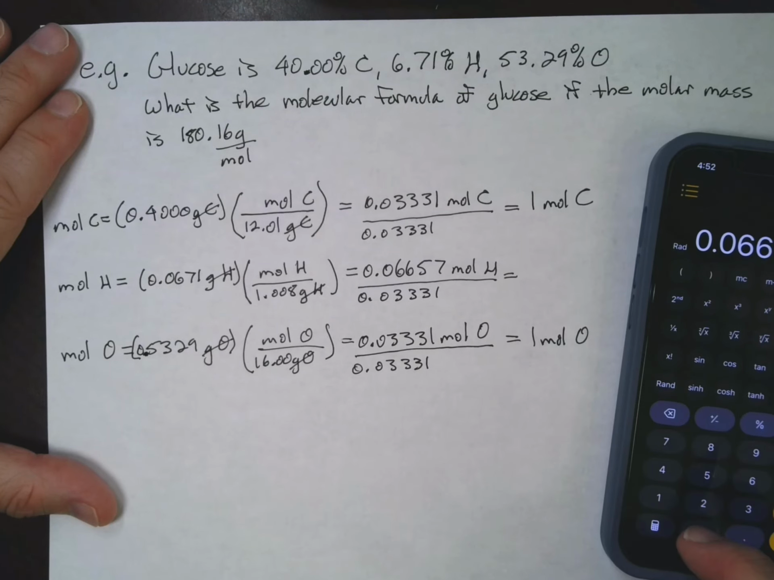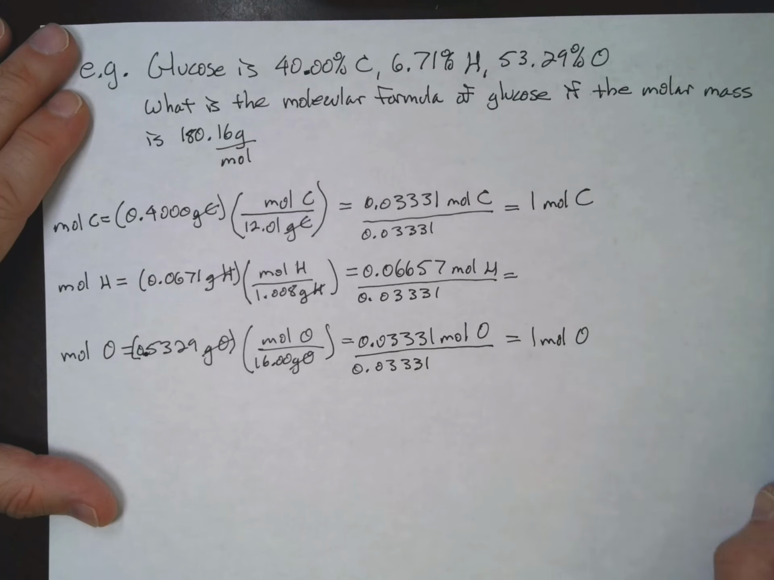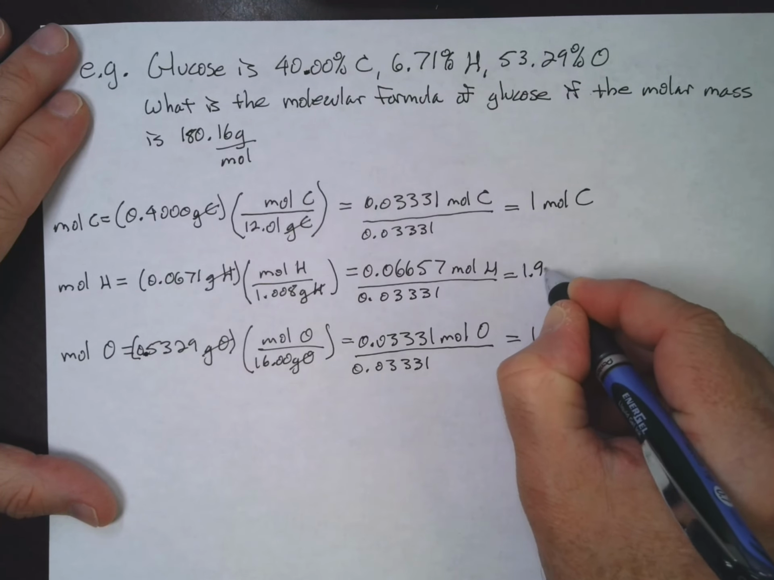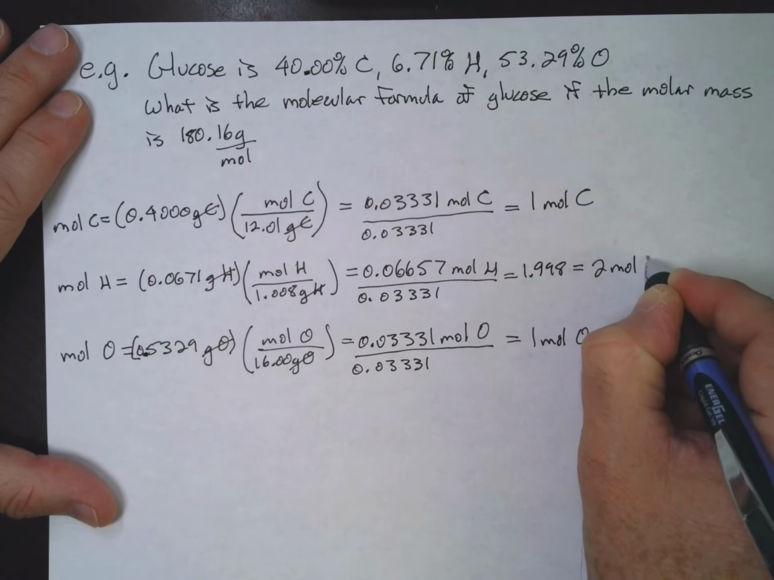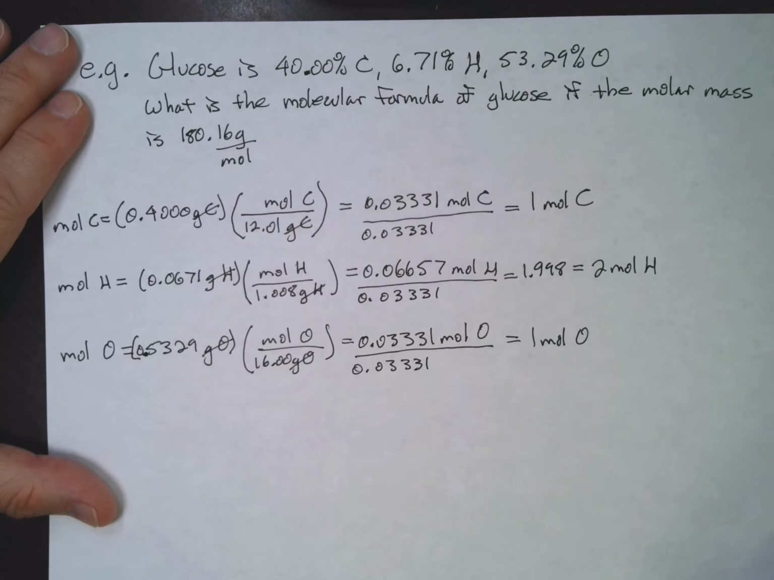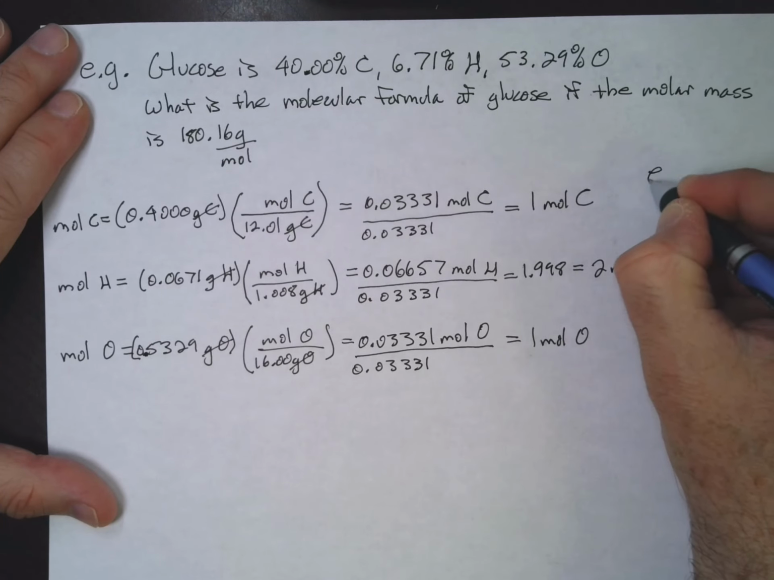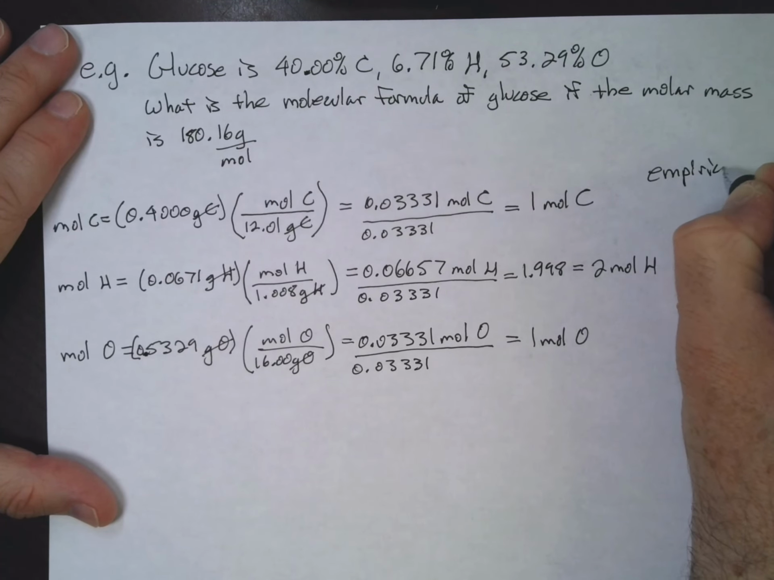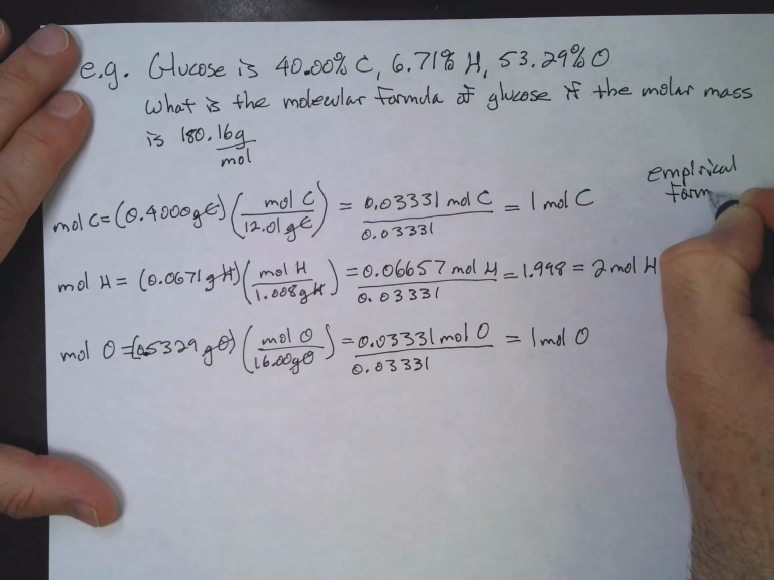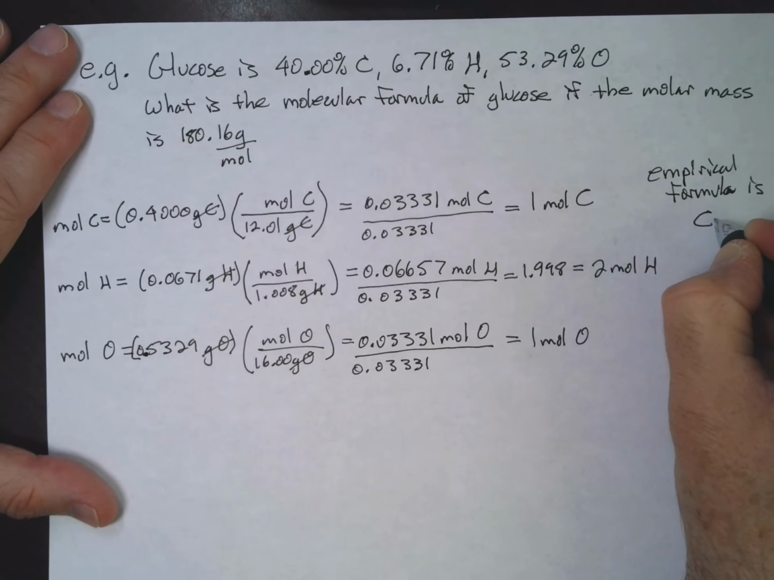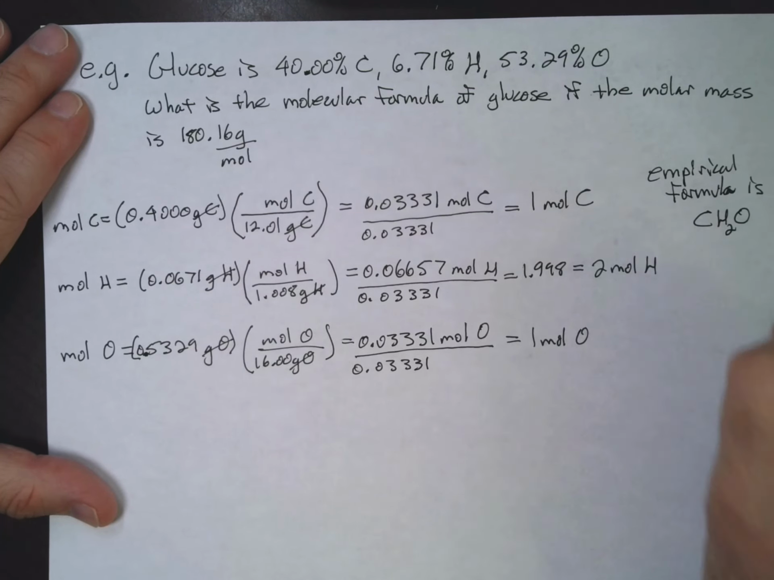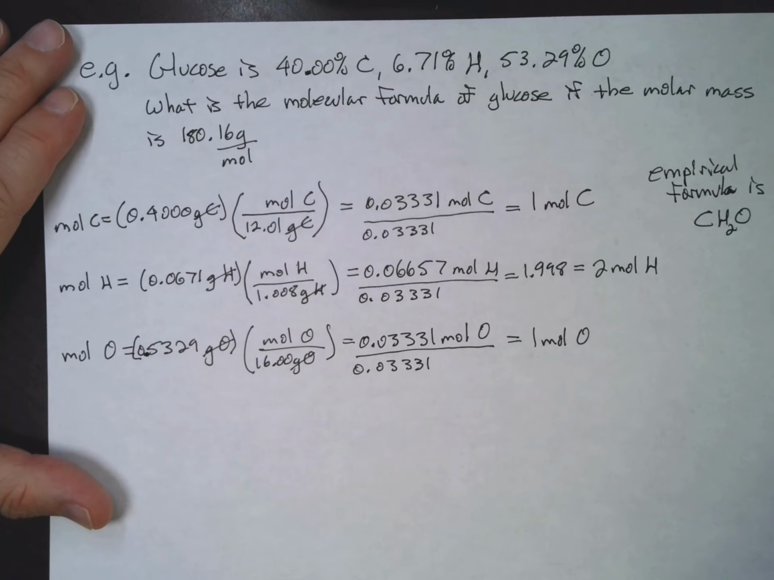0.06657 divided by 0.03331 equals 1.998. 1.998 equals 2 moles hydrogen. It is close enough that we can round. So the empirical formula is CH2O. That's our empirical formula.